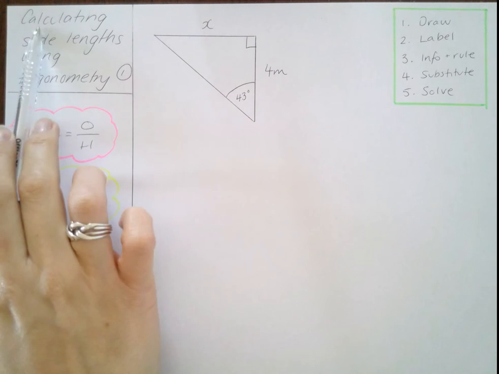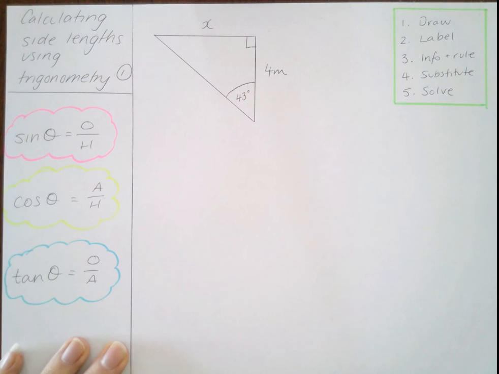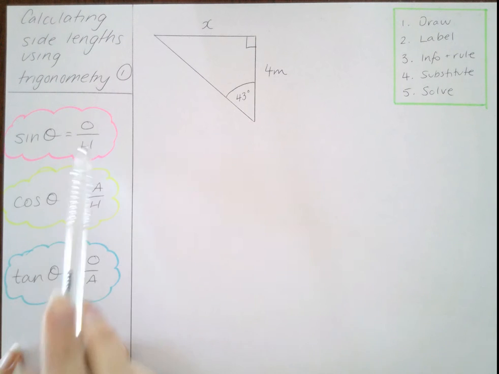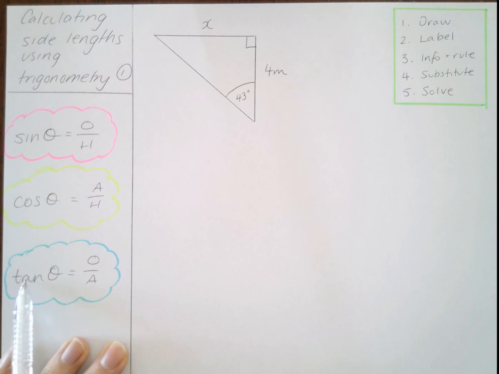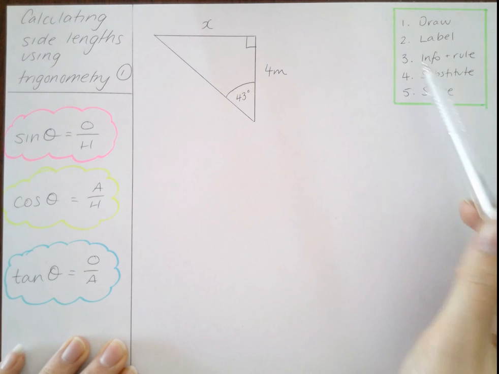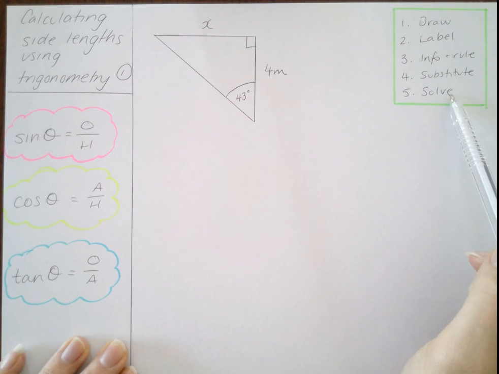In this lesson, we're looking at calculating side lengths using trigonometry. So here are our three trigonometric rules. We've got sine of theta equals O on H, cos of theta equals A on H, and tan of theta equals O on A. So every time we do one of these problems, I'm going to ask that you do these 5 steps every single time.